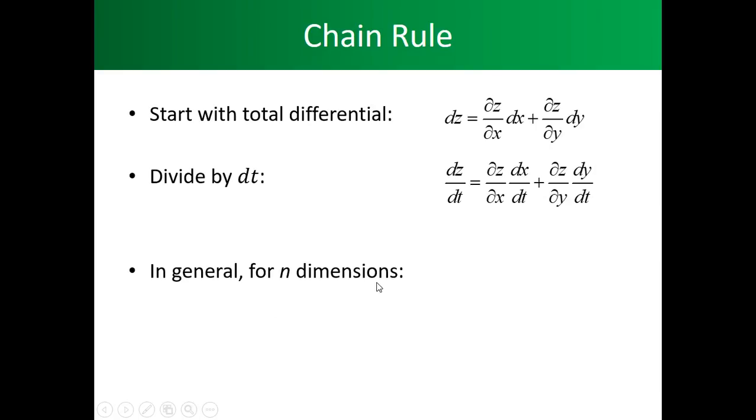So in general form, for n dimensions, we're going to do the same thing. The only difference is our dz over dt equals the partial of z with respect to x1, then x2, x3, x4, up to xi as it increases to n, and we have the same thing with the derivative of xi with respect to t.